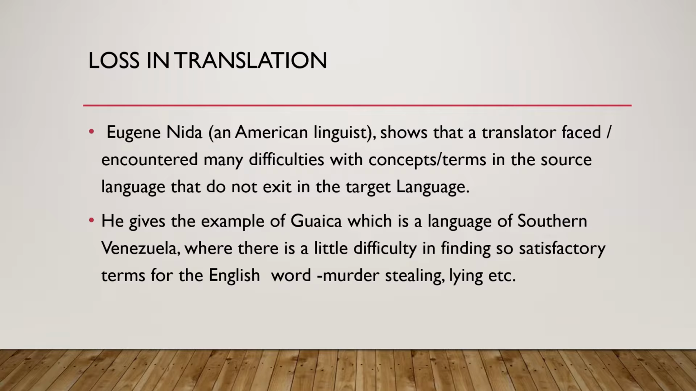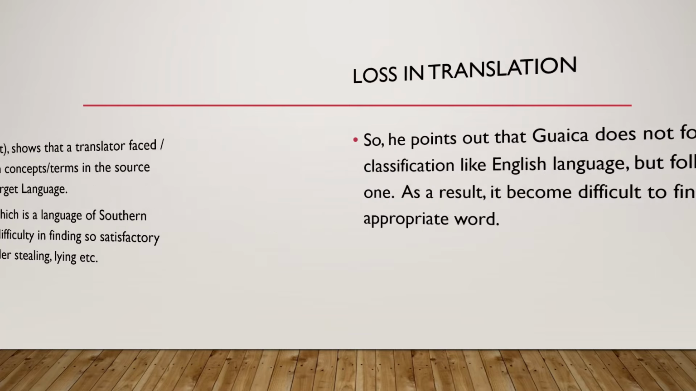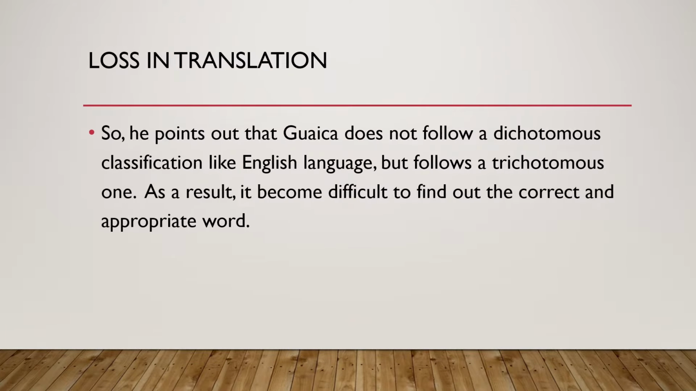Eugene Nida, an American linguist, shows that a translator encounters many difficulties with concepts and terms in the source language that do not exist in the target language. He gives the example of Guajiro, a language of southern Venezuela, where there is difficulty in finding satisfactory terms for the English words murder, stealing, lying, etc. So, he points out that Guajiro does not follow a dichotomous classification like the English language, but follows a trichotomous one. As a result, it becomes difficult to find the correct and appropriate word.